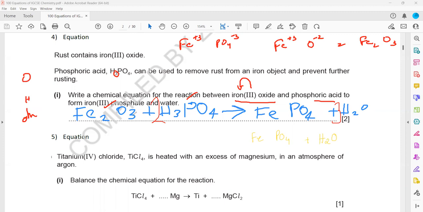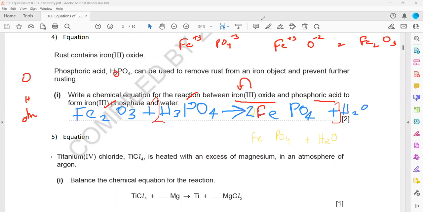So if you see 3 + 4, 7 oxygen, on the other side we have 4, so we put 3, and oxygen is balanced. Then hydrogen: this side we have 2, the other side we have 3, so when we put 2, hydrogen is 6 here, and we put 3, hydrogen is 6, so hydrogen is balanced. Then we check the iron, Fe. Iron is 2 here, but iron is 1, so we put 2, and iron is also balanced. So this equation is balanced.